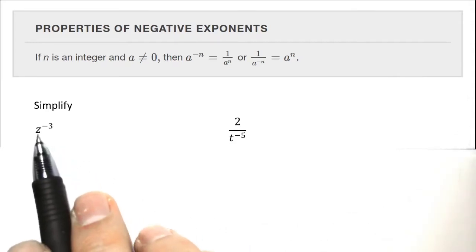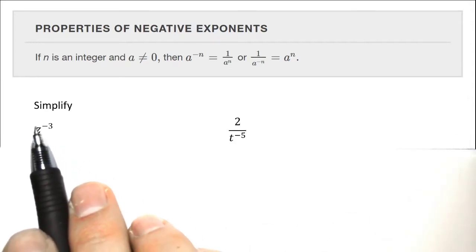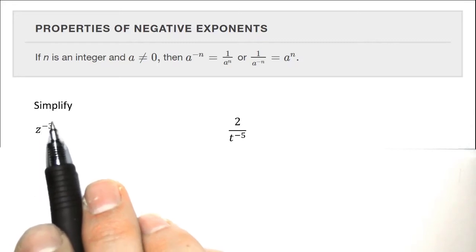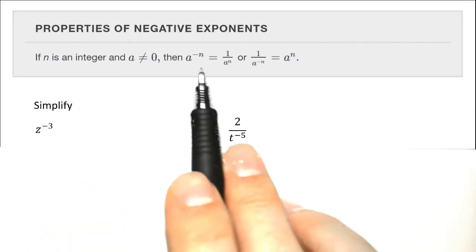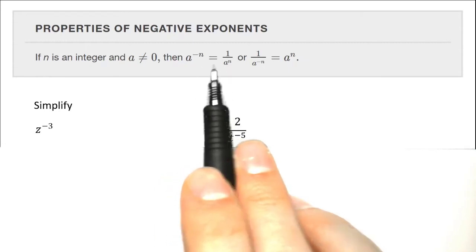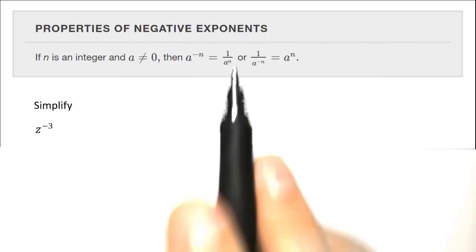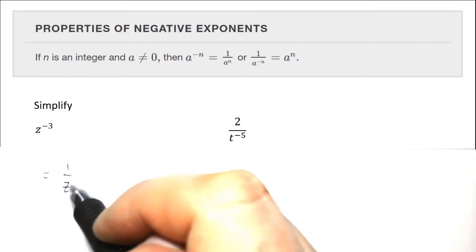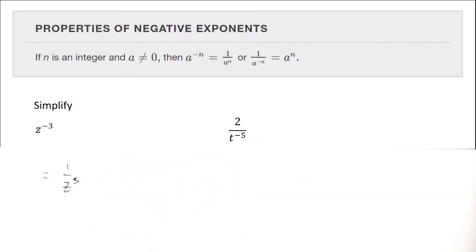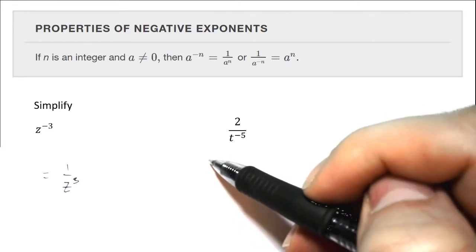Okay, so here we have a variable, which we're assuming to be non-zero, raised to a power, right? Now it's a negative 3, so we can use this first part, and we see that we can write that as 1 over z to the positive 3. And that's the answer. Now let's look at this next one here.